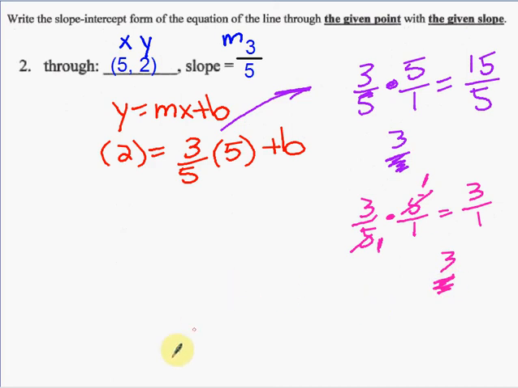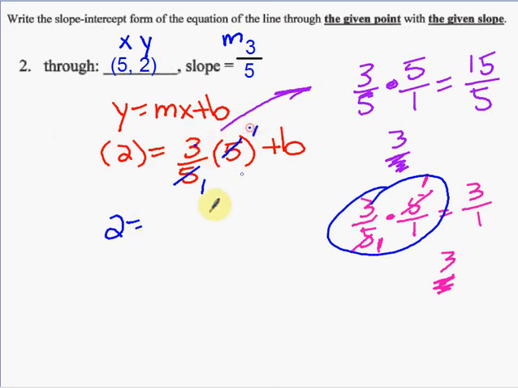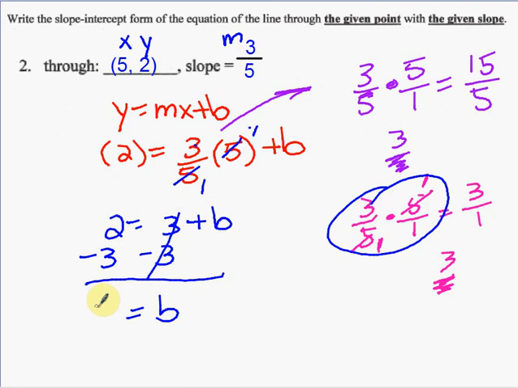Okay? So let's go back to our problem here. And let's do that cross canceling. Let's make this a 1 and this a 1, just like we did right here. And so I have 2 is equal to 3 times 1, which is 3. I could put over 1, but I'm not going to, plus b. Now if I subtract 3 from both sides, I get b is equal to negative 1, which is what I need.